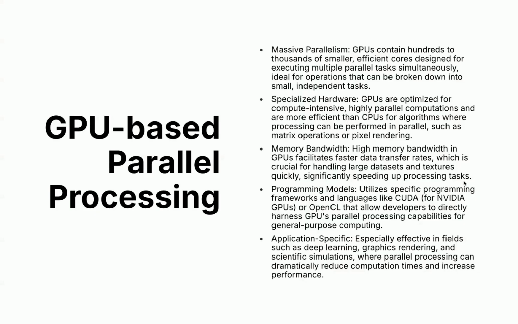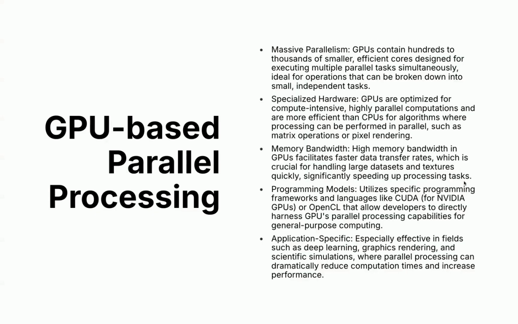There's high memory bandwidth in GPUs, which facilitates faster data transfer rates, which is crucial for handling large data sets and textures quickly, significantly speeding up processing tasks. So you have high memory bandwidth, but relatively less memory per thread or per processor compared to CPUs. CPUs typically have access to much more memory. For example, if you're running a quad-core or a 6-core machine with 16 GBs of memory, you have more memory available than you would on a GPU card. Programming models such as CUDA for NVIDIA GPUs and OpenCL are lower level programming languages that have been developed for running code on GPUs directly. There are frameworks that utilize these at a higher level.